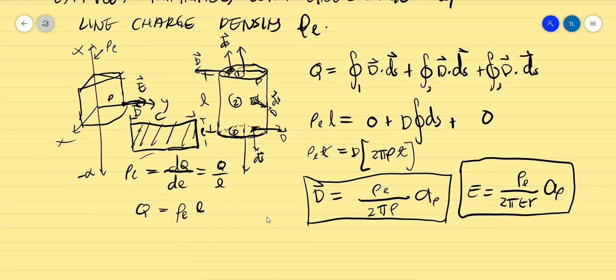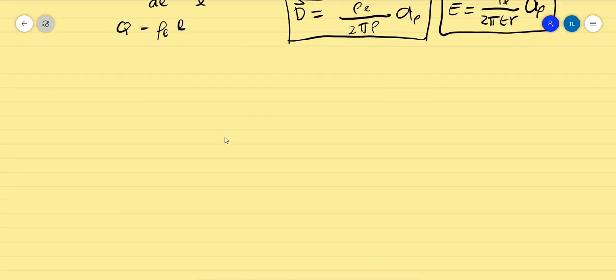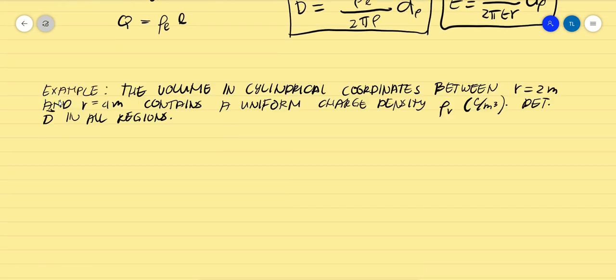Okay, so we can conclude now that Gauss's law is a very powerful method in solving electric field or flux density. We can have another example here. Let's take this another example.